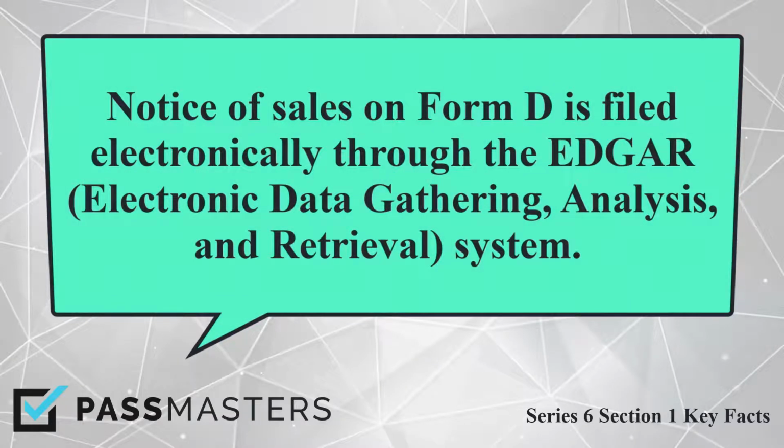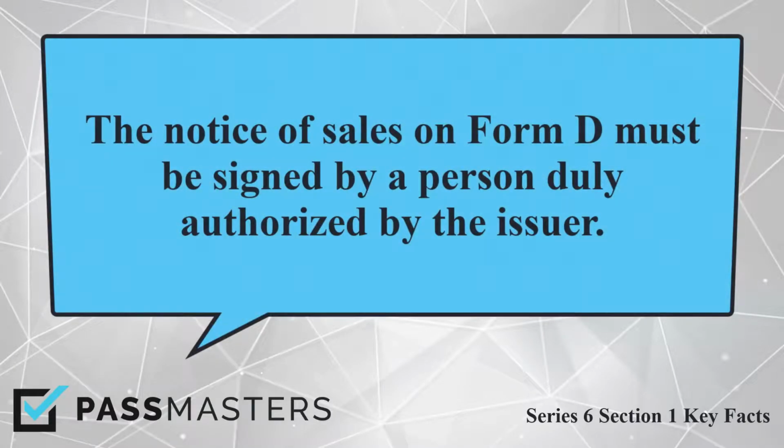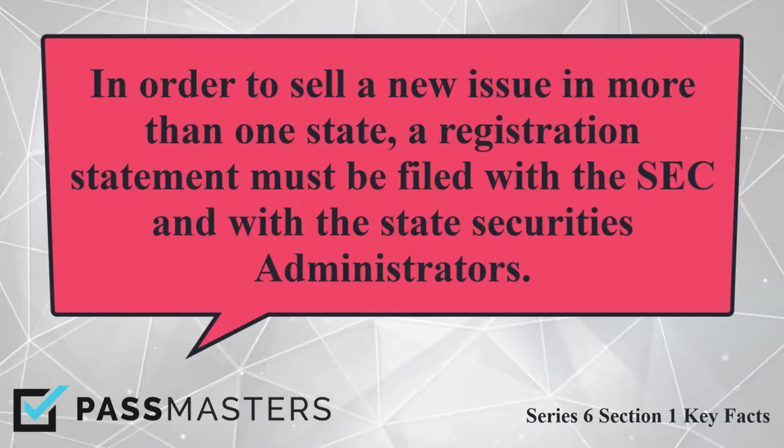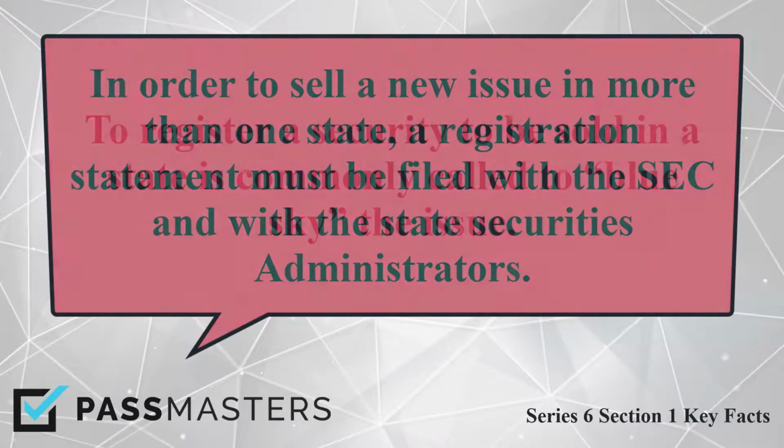Notice of sales on Form D is filed electronically through the EDGAR system, Electronic Data Gathering, Analysis, and Retrieval. The notice of sales on Form D must be signed by a person duly authorized by the issuer. In order to sell a new issue in more than one state, a registration statement must be filed with the SEC and with the state securities administrators.